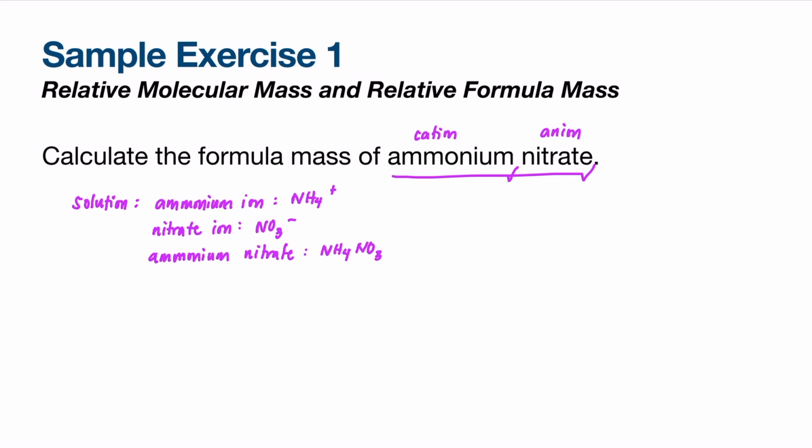Now, we have to count up the atoms of each element in NH4NO3 or ammonium nitrate. As we can see, we have 2 nitrogen atoms. We also have 4 hydrogen atoms. And we have 3 oxygen atoms. Now, the next step is to multiply the number of atoms by its relative atomic mass. Let's start with nitrogen. So 2 nitrogen atoms multiplied by its relative atomic mass, which is 14.007, is equal to 28.014.